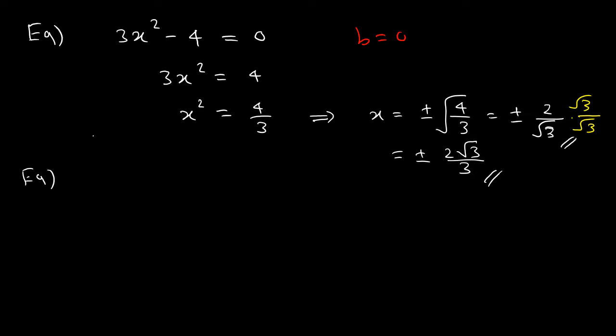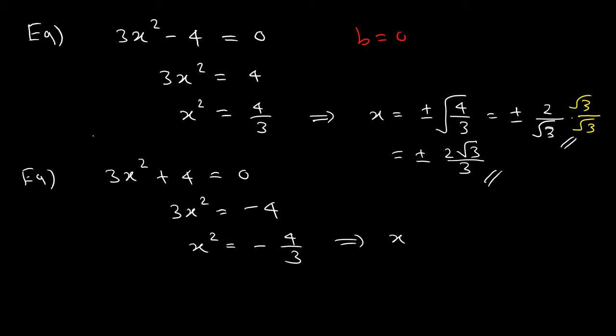We have 3x squared plus 4 equals 0. This is very similar. You're going to have 3x squared, and bring the 4 to the other side. But now the problem is when you try to take the square root, you get complex numbers. So we have x squared equal to negative 4 over 3.